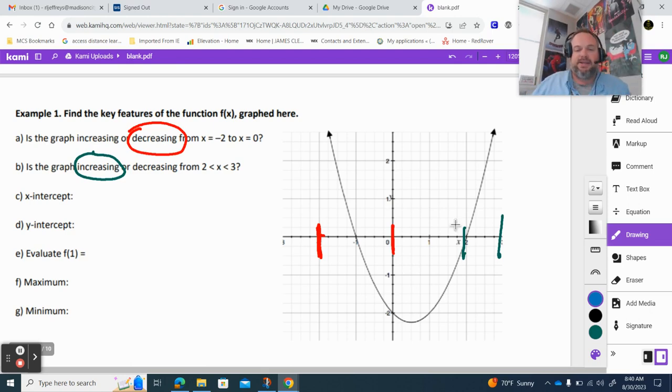All right, our x-intercepts. Yep. So we have a -1, 0. This is kind of like our zeros yesterday.